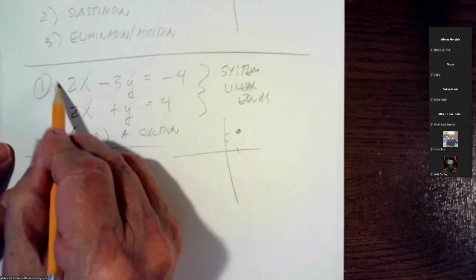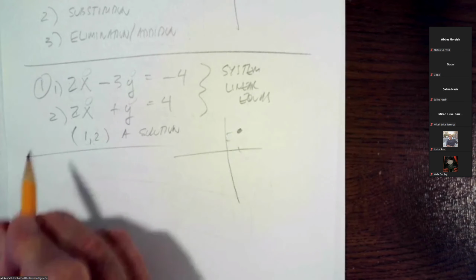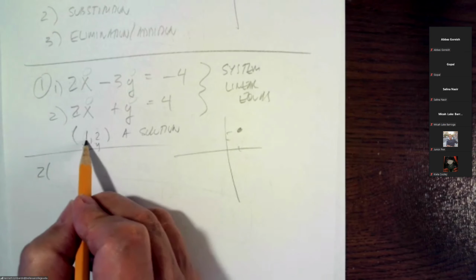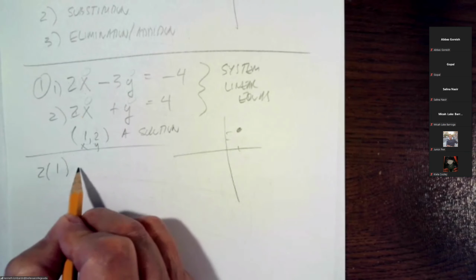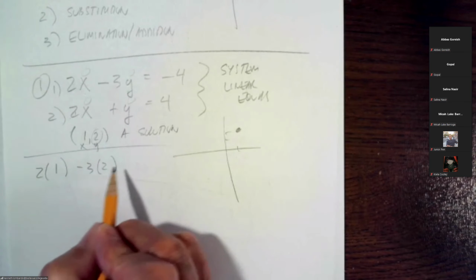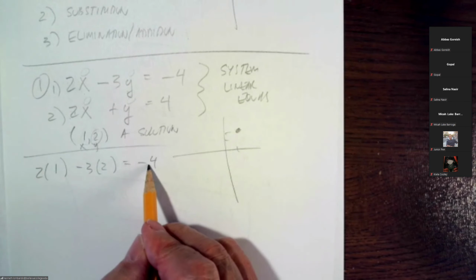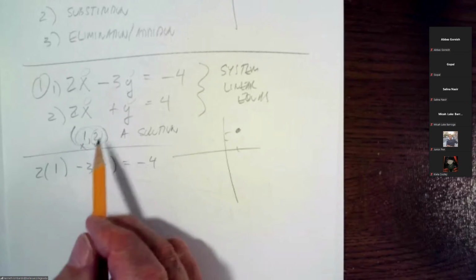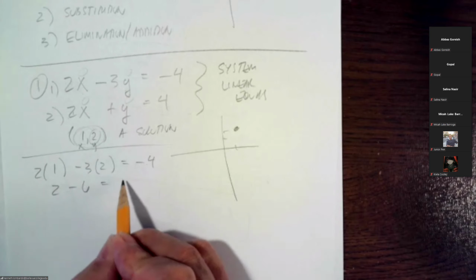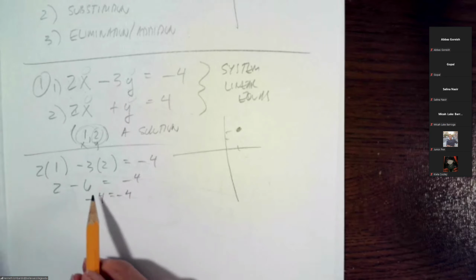Let's just call this equation 1 and this equation 2. If we take equation 1, and this is the x value and that's the y value, I could say 2 times the x value, which is 1, minus 3 times the y value, which is 2, equals -4. This equation says that's going to be true if this point is on the line. So let's take a look. That's 2 minus 6 equals -4.